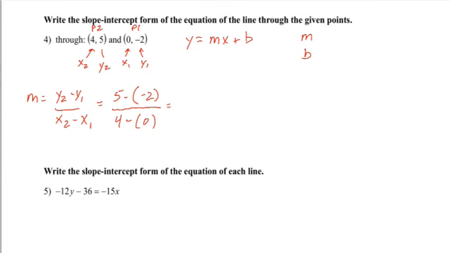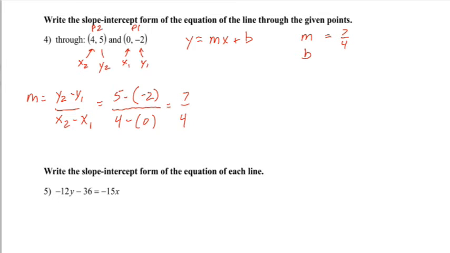And when I simplify this, I get 5 plus 2 is equal to 7, over 4 minus 0 is equal to 4. So our slope is equal to 7/4. So we can fill this value in.